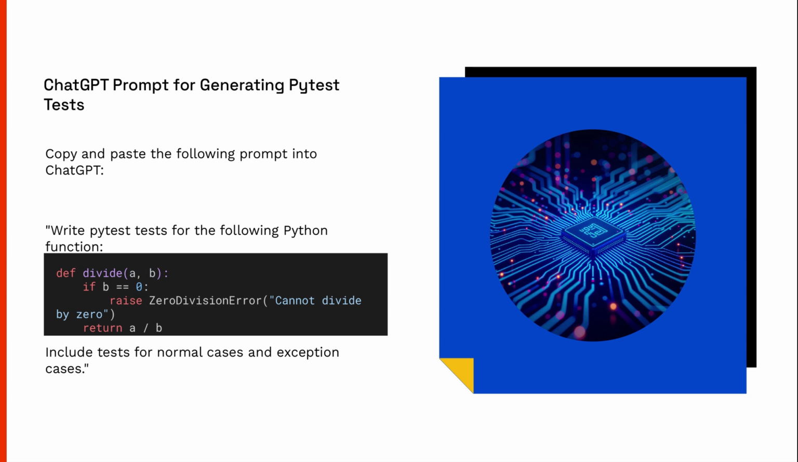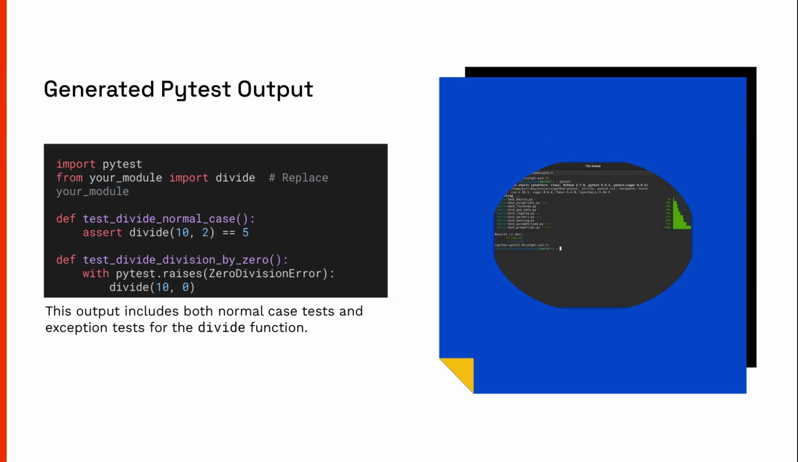You are a senior Python developer. Generate pytest unit tests for the following function. Use pytest style. Cover normal cases and edge cases. Test exceptions explicitly. Do not change the original function. Output only the test code. After the prompt, paste your original function code directly below it.